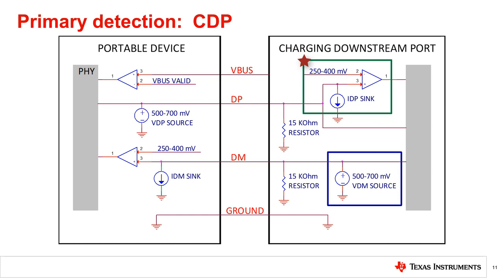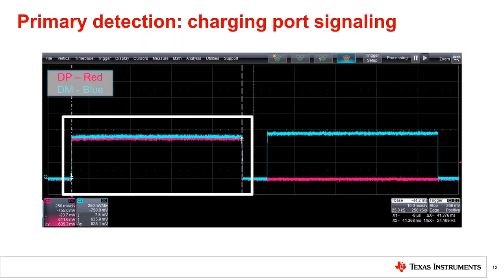If DP is greater than that, but less than 800 millivolts to 2 volts, the CDP enables a voltage source on DM, sink shown here in the green rectangle. Once the PD has determined that the voltage on DM is above the voltage reference, the PD is able to draw up to 1.5 amps of charging current. As shown on the left-hand side of this scope plot, if the PD is connected to a charging port, the voltage on DM will be close to the voltage on DP.